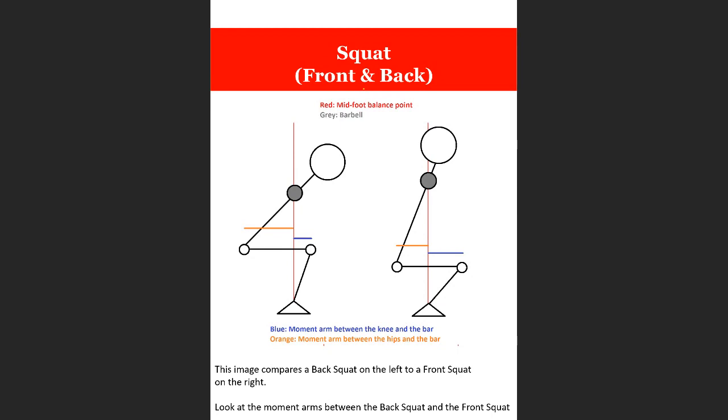So what I want you to do is just be aware that when we're doing a front squat, this is a more true squat because the hip moment arm and the knee moment arm are symmetrical. Whereas when we're doing a back squat, we tend to have a greater hip moment. Again, just give me a thumbs up in the chat if that makes sense to you when we're talking about moment arms between the hip and the knee.